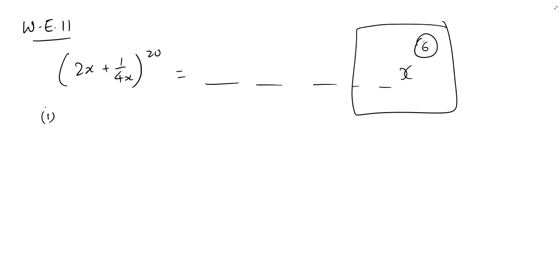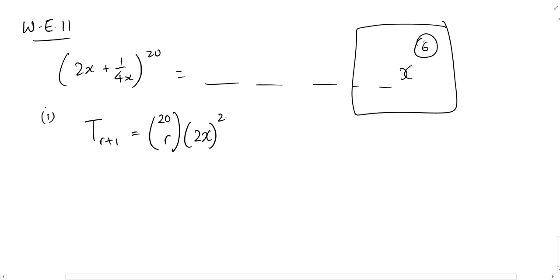What about b? What is our n? What is r? What is the value of r? We don't know yet. So I need to write down the general term. T_(r+1) equals n choose r, but I know that n is equal to 20. Let's replace it with 20. 20 choose r, (2x) to the power of 20 minus r, (1 over 4x) to the power of r. Agree? This is my general term.